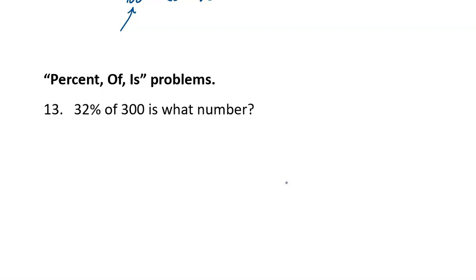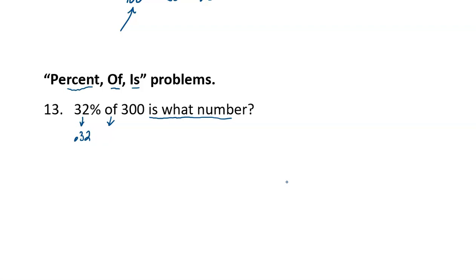Number 13, 32% is the percent. Of 300 is the number associated with the word of. And then when it says is what number, that's associated with the word is. The way that this problem is done is to understand that this percent has a decimal that's associated with it. 32% is 32 out of 100, or the decimal 0.32.